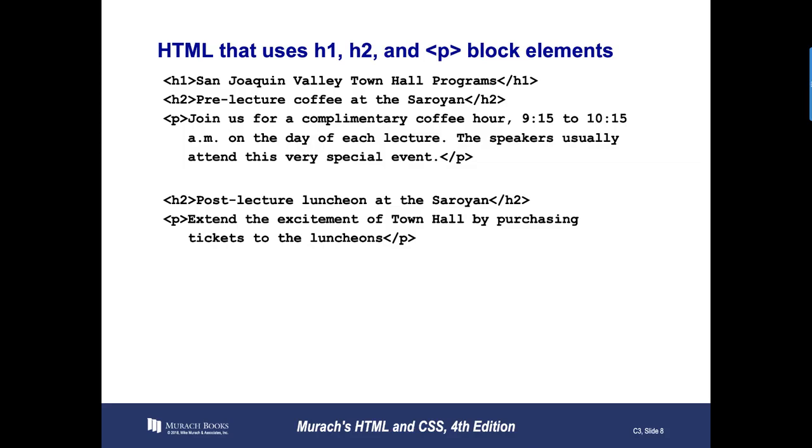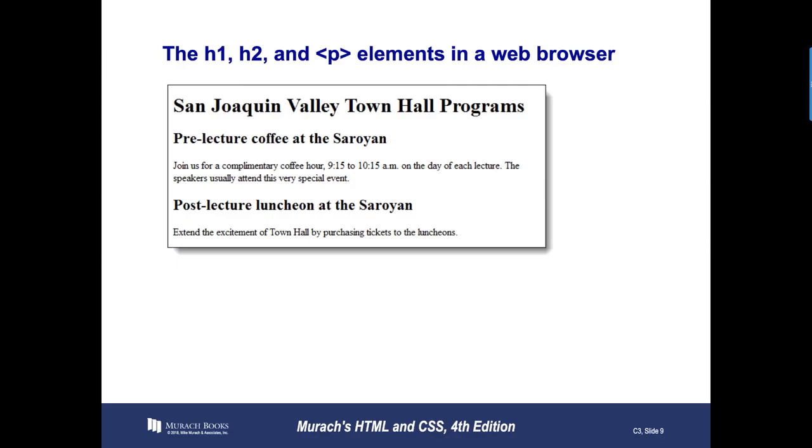So again, H1, H2, and paragraph are block level elements. So you can see here when that content is rendered, right, it is pushing the content down. It takes up the entire width, right, of the page, and it's pushing the next element down on a new line. And you can see H1, right, the San Joaquin Valley, right, that's a larger font than the H2, which is pre-lecture coffee, right? So just you'll see that and get to know that.